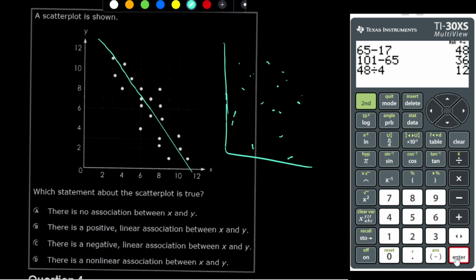It looks linear. Also, there's a difference between whether it's positive or negative. This is exactly what you think it is. If it's trending upward, if you draw your line like this and the line's going up, it's positive. If it's going down, it's negative. So for this one, it would be C. There is a negative linear association between X and Y.